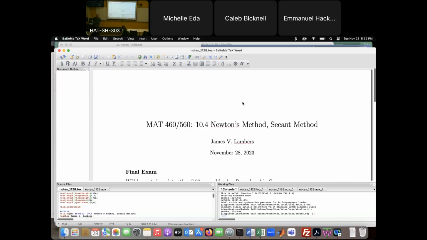Right. So the cool root finding methods, and by cool I mean more rapidly converging than what we've seen so far.